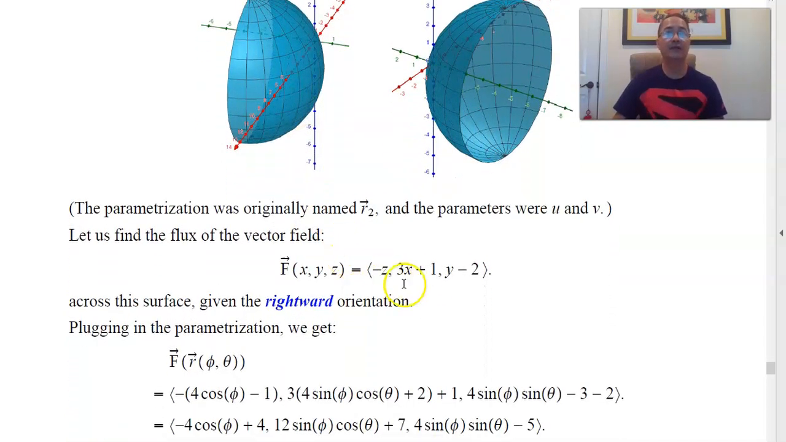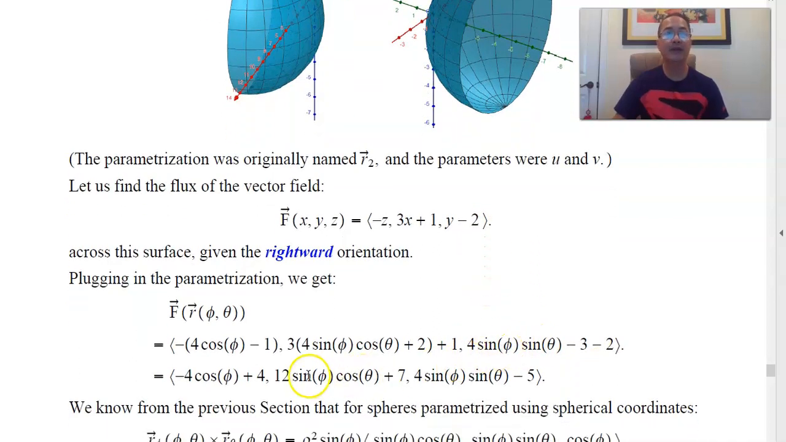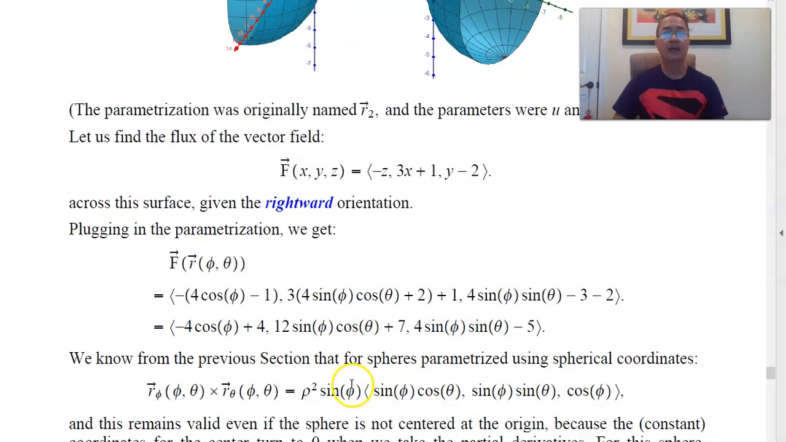We want to find the flux of this field: (-z, 3x+1, y-2). So z is this, so we take the negative. x is this, so we multiply by 3 and add 1. y is this whole thing, so we subtract 2. Simplify, and we get that as our vector field in terms of phi and theta.